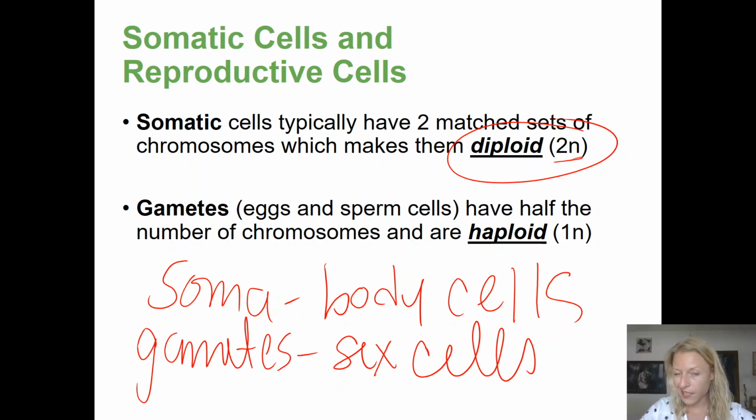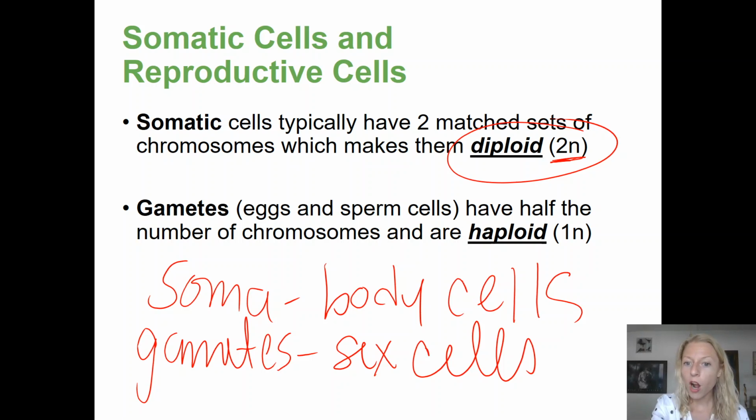Gametes are egg cells and sperm cells, and they only have half the number of chromosomes. Why would a cell only have half the number of chromosomes? Well, eggs and sperm have some specific jobs, right? Their jobs are to come together to form a zygote. A zygote is actually 2N, okay?